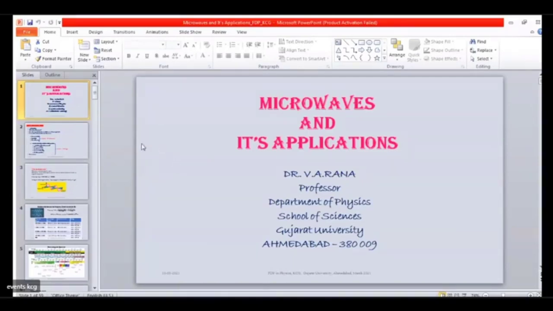Now, pictorially, we cannot see the microwave electromagnetic radiations, but electromagnetic radiations can be represented pictorially like this. Here in this figure, the variations of electric fields are shown. And these are the variations. The blue colored curve is the variations of the magnetic field. And here the electric field component and magnetic field component are perpendicular to each other.